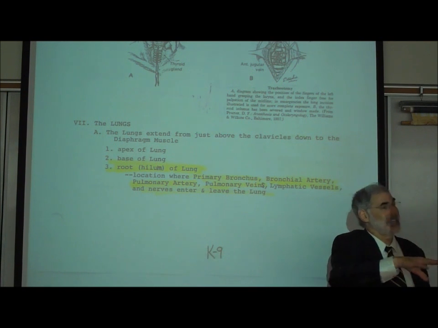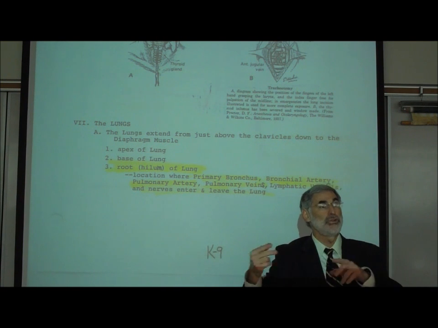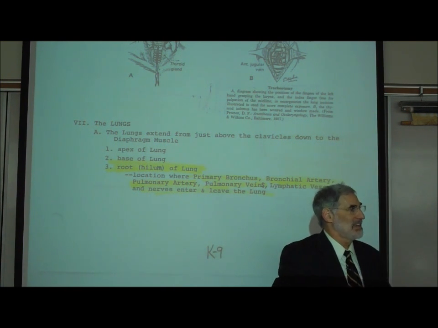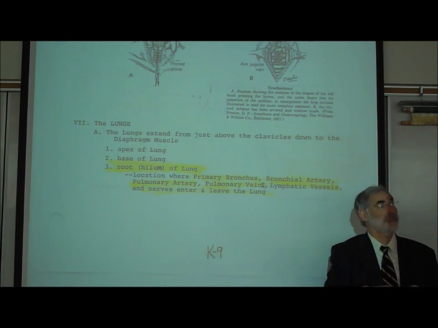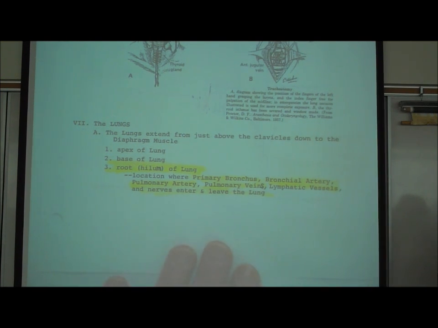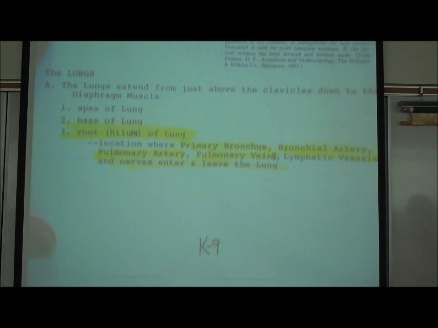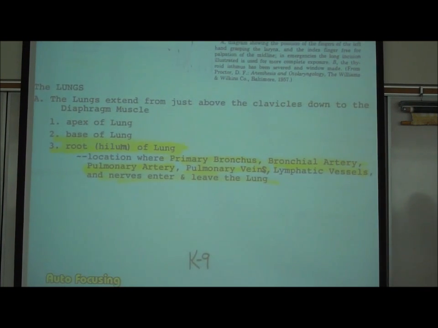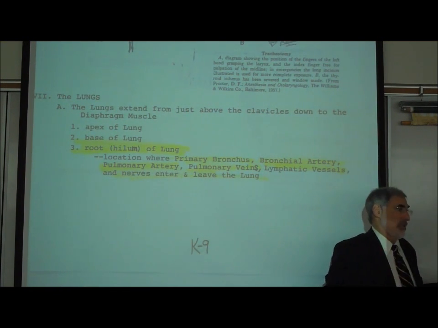The hilum of the kidney was where all the blood vessels and tubes entered or left the kidney. And the hilum of the lung is where all the blood vessels and tubes enter or leave the lung. There are a whole bunch of blood vessels and tubes entering or leaving the lung at the same place, at the hilum. This is where the primary bronchus, the airway, enters the lung. There's also bronchial arteries. These are arteries that supply oxygenated blood to all the airways. They need their own oxygenated blood.